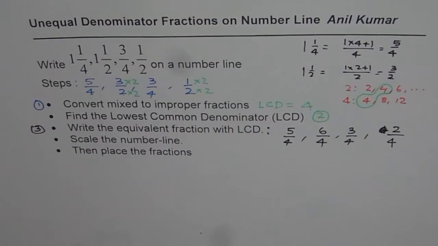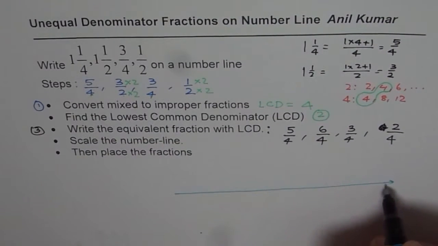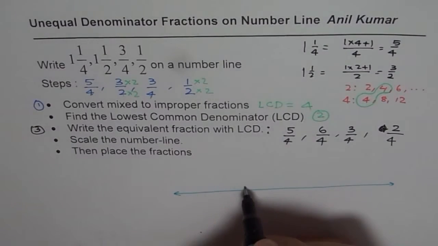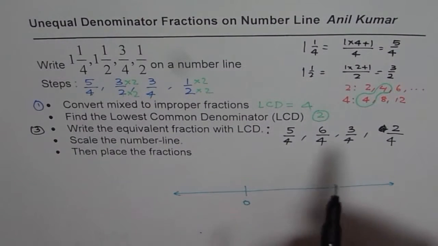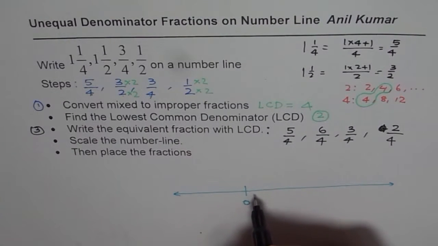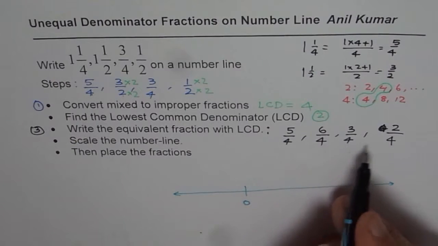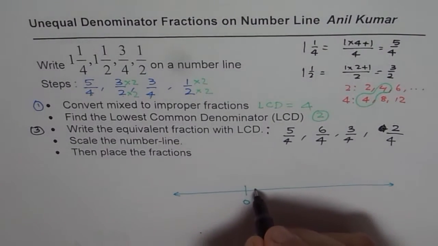Let us say this is the number line for us, right? So number line extends on both the sides. Let's mark one point as 0 for us. Now the lowest common denominator is 4, so it's good to have each small division as 1/4, right? So what we will do here is we'll make each small division as 1/4.